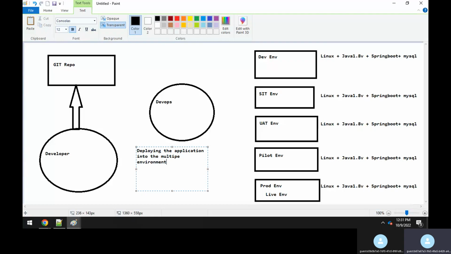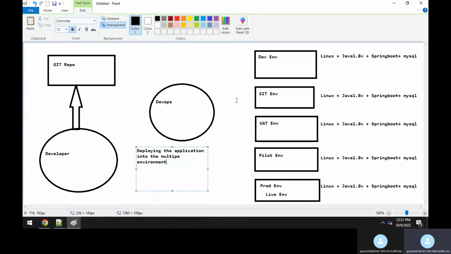So that was a challenging task. In order to deploy this application into the servers or into this machine, we need to set up all the software which is required for our application. For example, we need an operating system like Linux, we need Java, Spring Boot, MySQL, Tomcat web server, etc. That is the challenging task.